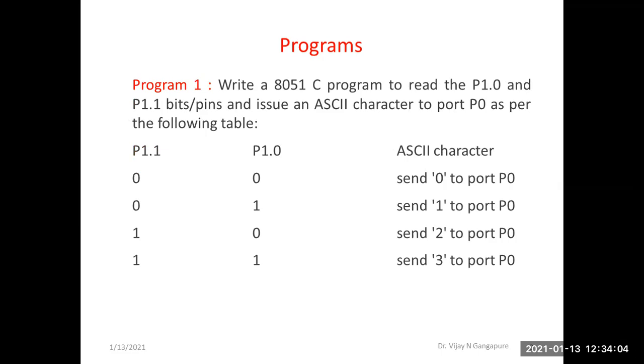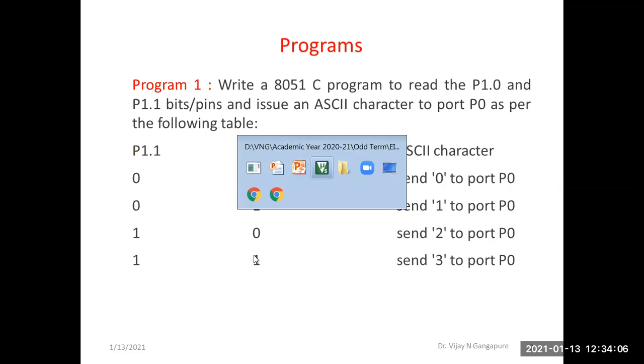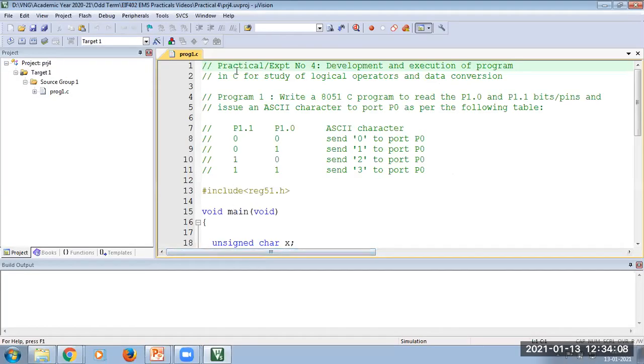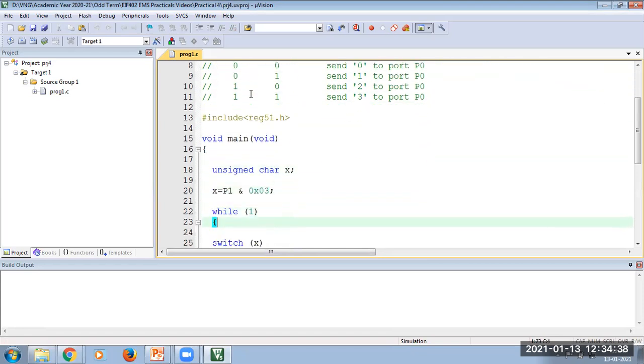Now I have opened program number 1, which I have already written to save time. This is a project file, prj4, and under it prog1.c is the file in which I have written the program. These are the comments: whatever follows a double slash is considered a comment and will not be compiled. This is the title of practical number 4, then the program 1 title, and then the program.